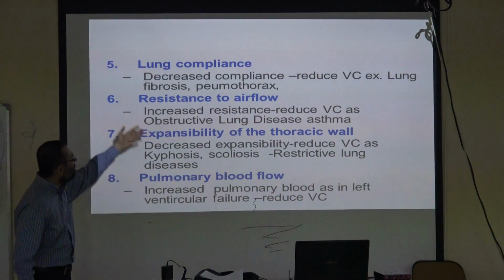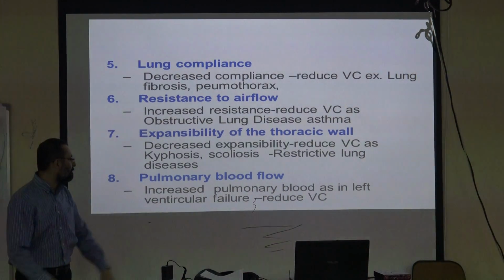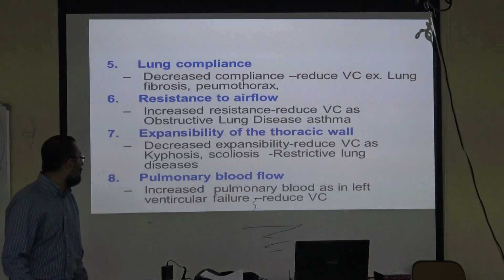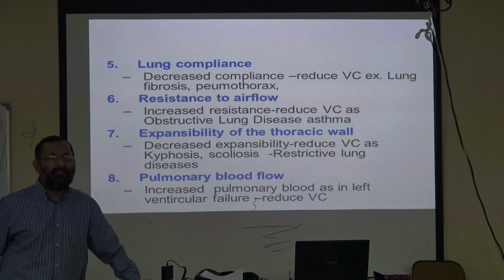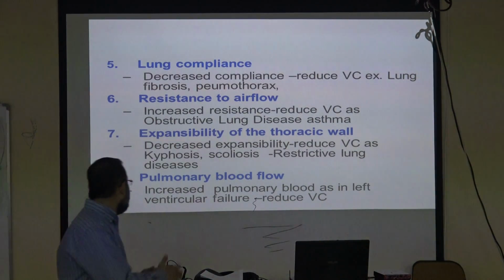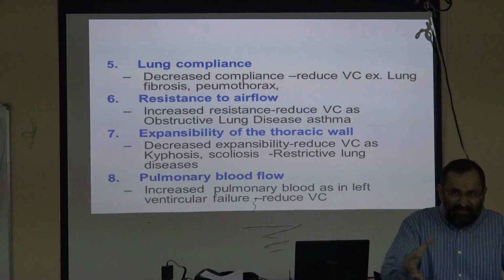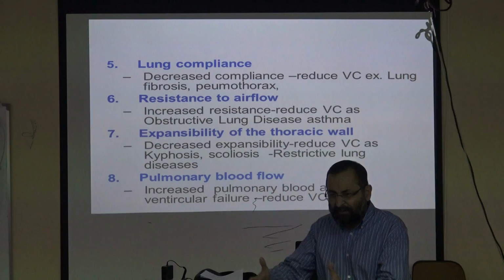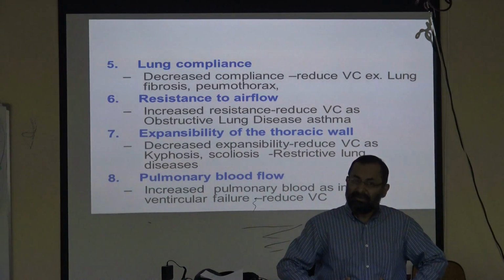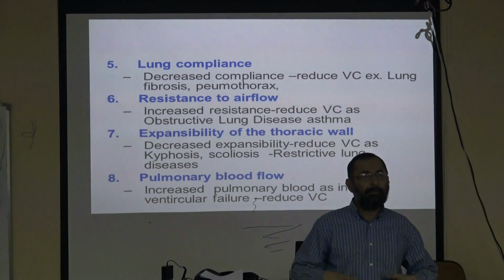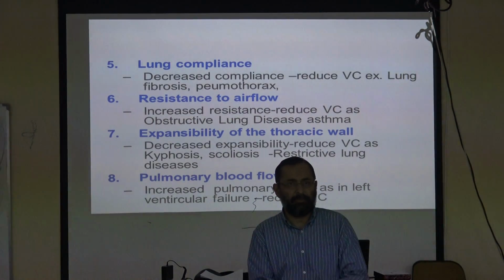All these conditions, compliance, expansibility of the thoracic wall, I have discussed it already. Pulmonary blood flow. If the pulmonary blood flow is increased due to some abnormal condition, meaning lungs are congested and they have dilated vessels and they contain a large amount of blood, this is an abnormal condition. What will happen to the expansibility of the lung, or what will happen to the vital capacity measurement? Will it be the same?